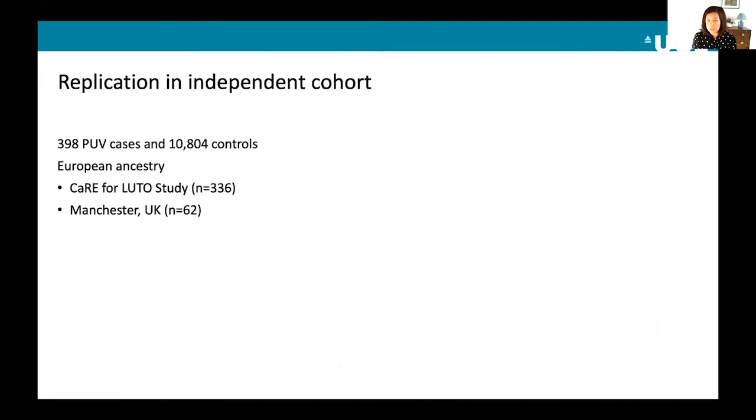Having identified these signals, we needed to make sure that they are true. To do that, you carry out a replication study. We did this in an independent European cohort consisting of almost 400 PUV cases from Germany, Poland, and the UK, as well as 10,800 controls who were taken from the cancer cohort of the 100,000 Genomes Project, excluding any of those who had a urological, renal tract, or childhood malignancy. None of these individuals had been included in the discovery analyses.